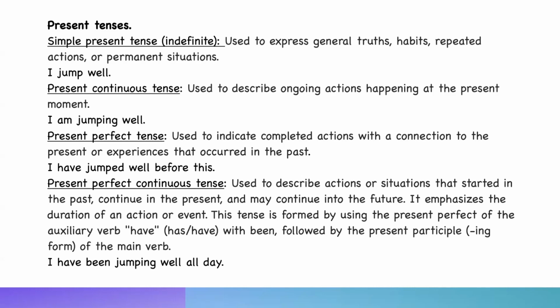Present perfect continuous tense is used to describe actions or situations that started in the past, continue in the present, and may possibly continue into the future. It emphasises the duration of an action or an event. This tense is formed by using the present perfect of the auxiliary verb have, that is has or have, with been, followed by the present participle ing form of the main verb. For example, I have been jumping well all day.